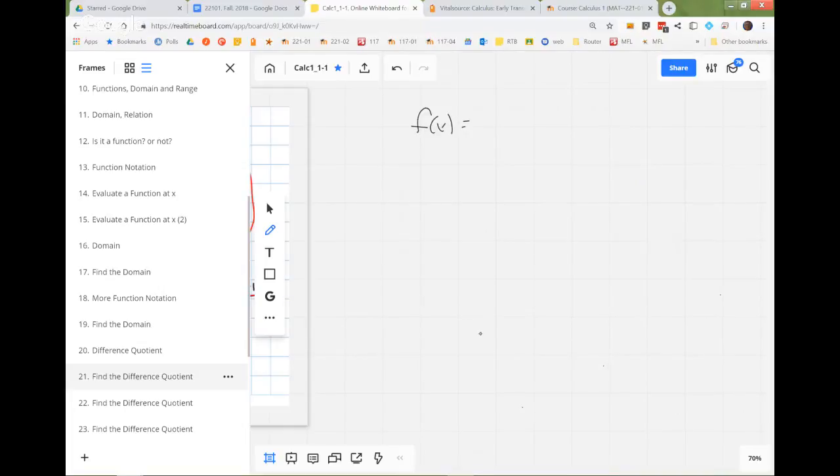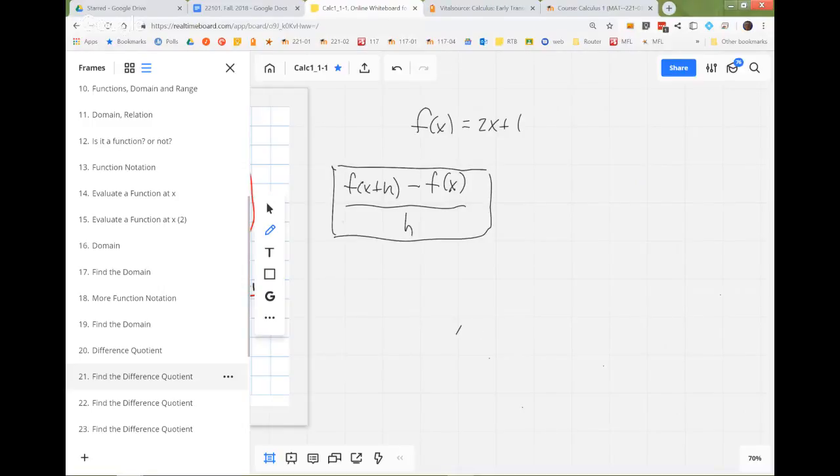So let's say that's our function, okay? And a difference quotient, I'm just going to remind you, is this. Take x plus h, plug it in, and then subtract the regular function f of x, and then divide by h. So this is the difference quotient.